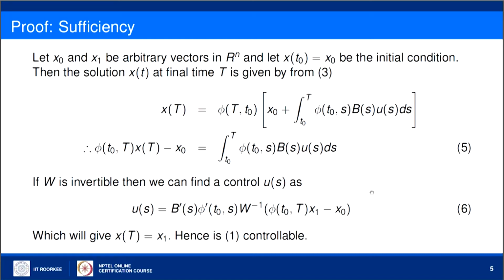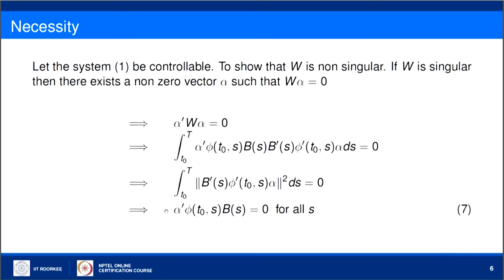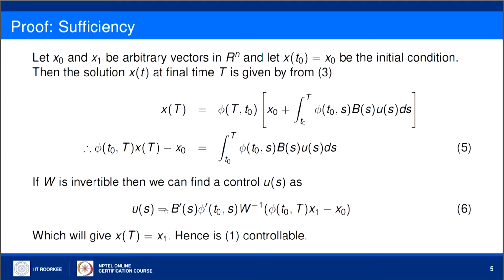We can see that this is not the only possible control which will do this work. There may be several other controls available, and what we require is at least showing one control for the controllability of the system. So, that is the sufficient condition. If W is invertible, we are able to write like this. So, we have shown that if W is invertible, the system is controllable.